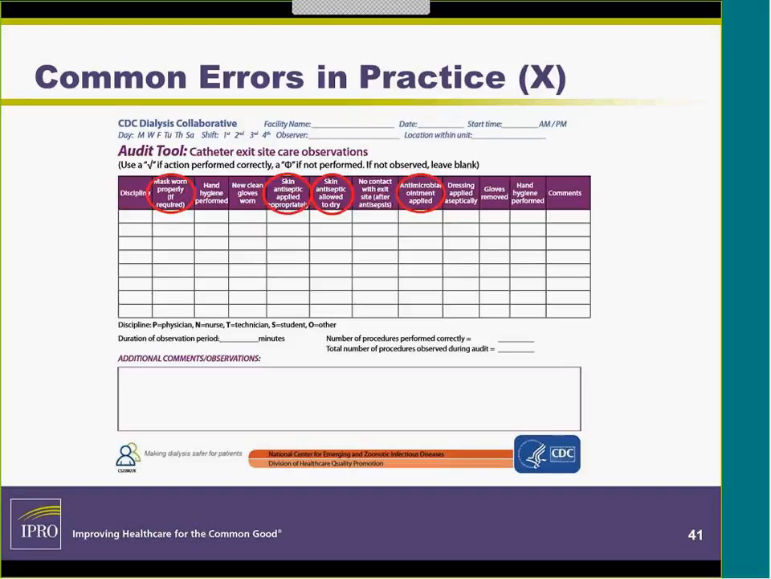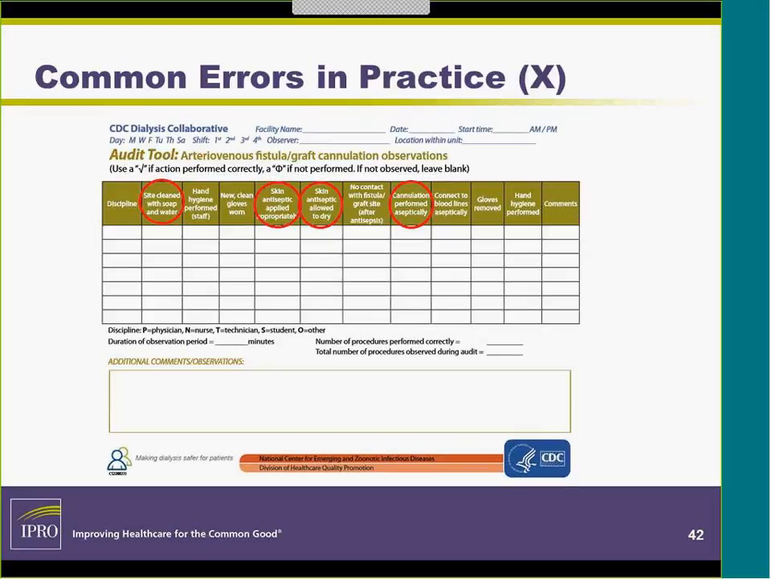To note, if your facility is not using the antimicrobial ointment or chlorhexidine-embedded dressing, this would not be a check in that box. So if that's not part of your practice, that would typically result in 0 audits out of the 5, 10, however many are performed.